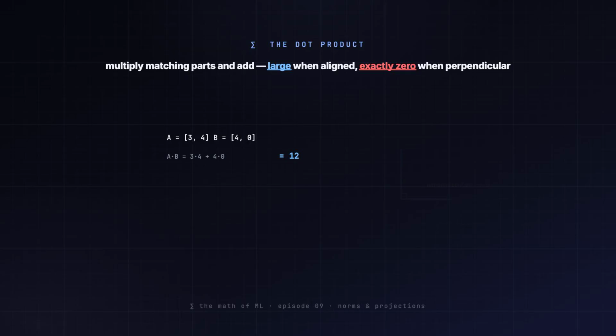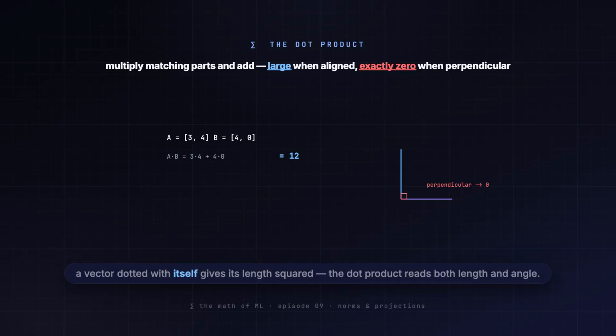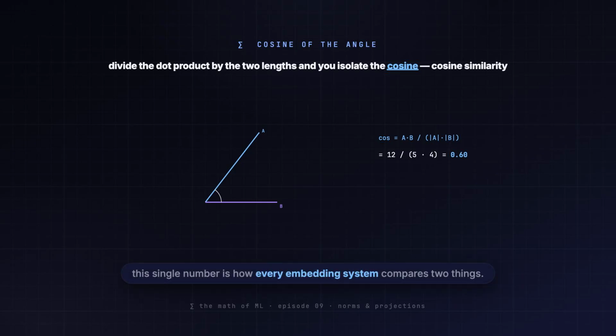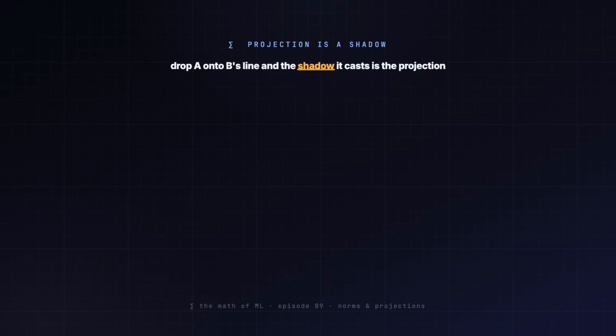When two different vectors point the same way, the dot product is large. When they're perpendicular, it's exactly 0. Formally, a dot b equals the length of a times the length of b times the cosine of the angle between them. Divide out the lengths and you've isolated that cosine, the famous cosine similarity. And the projection of a onto b is (a dot b) over (b dot b) times b, the shadow a casts on b's direction. This shows up everywhere.